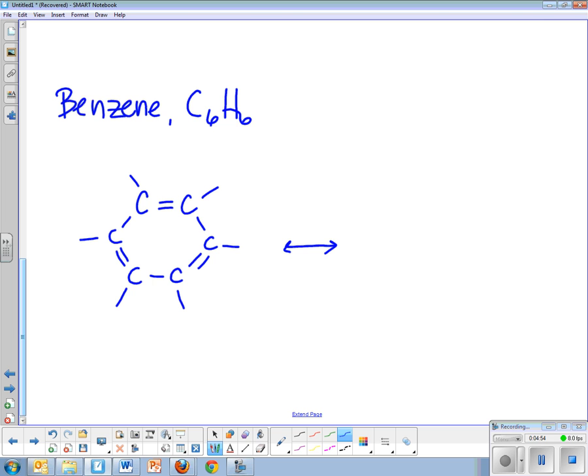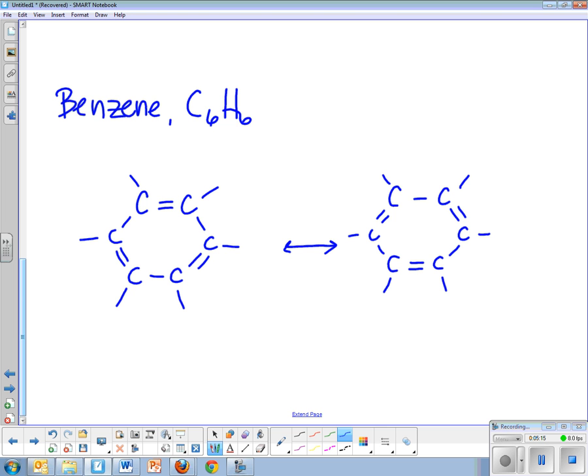The other resonance structure would have the double bonds in opposite spots. So it's not rotating, it's actually having the double bonds connected to different carbons. So here would be a single bond, then these would be switched, like so. And then each of these has a hydrogen off of it.